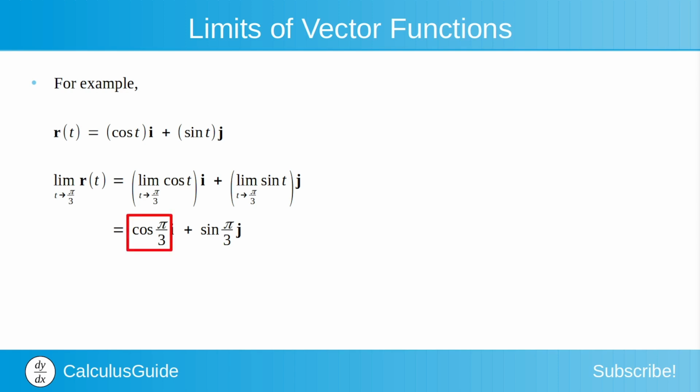Cos pi over 3 is equal to a half, and sin pi over 3 is equal to the square root of 3 over 2. So r of t approaches the limit half i plus the square root of 3 over 2 j as t approaches pi over 3. Once I'd calculated the limit of its component functions as t approaches pi over 3, I was able to calculate the limit of the vector function r of t as t approaches pi over 3.